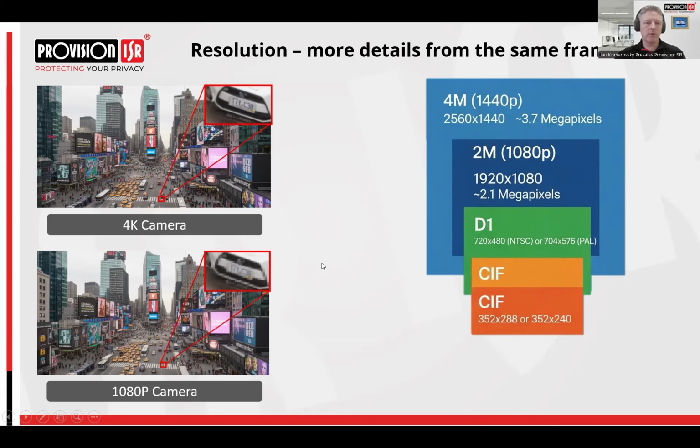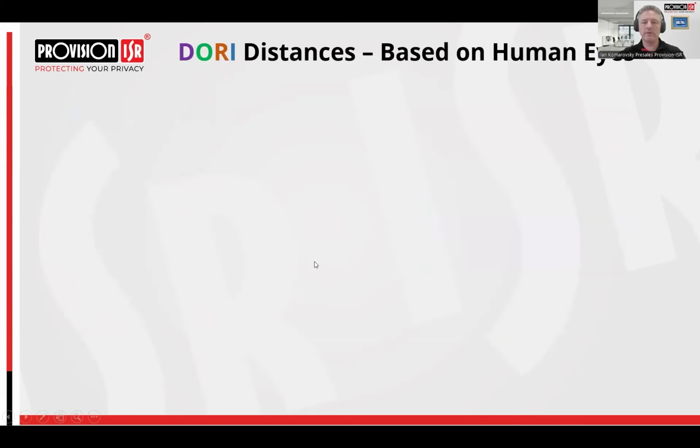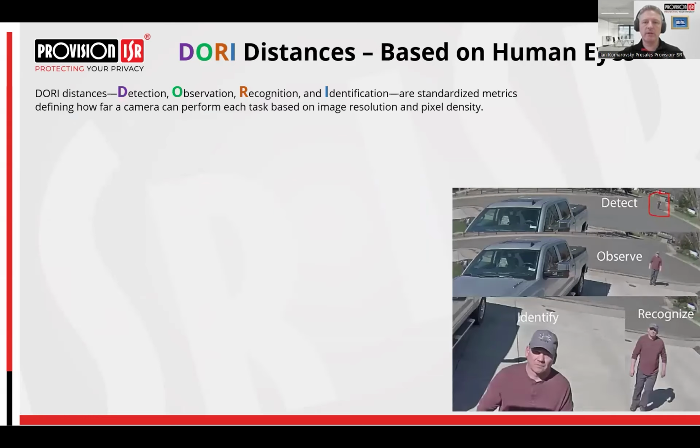So why did I talk about all of those topics? This is a mix of all those different topics into one specific term which is used in the CCTV domain, called DORI distances. DORI distances is basically the ability of the human eye to understand what it sees in a picture. DORI is a short word for detection, observation, recognition, and identification.